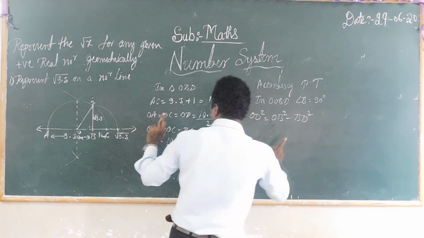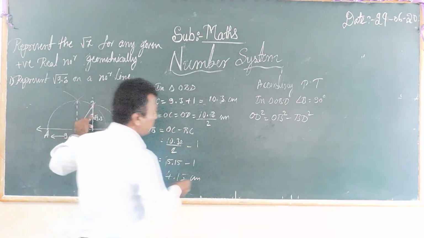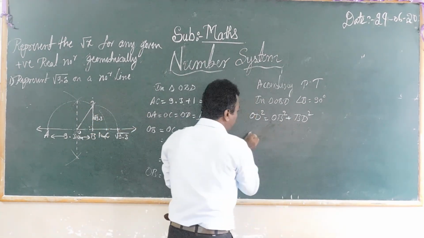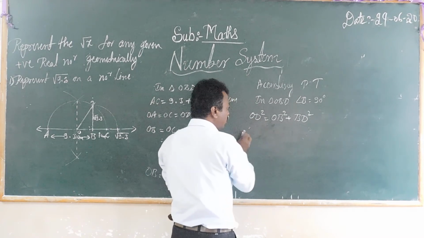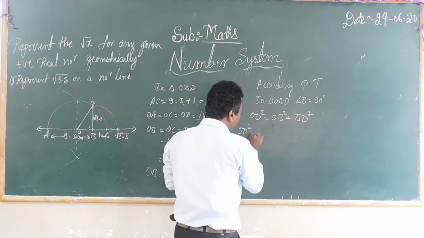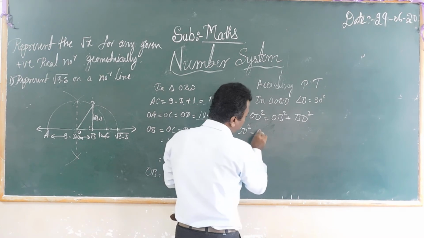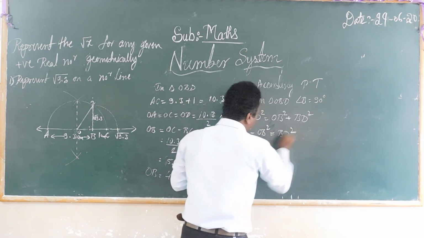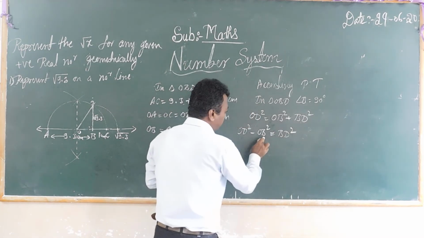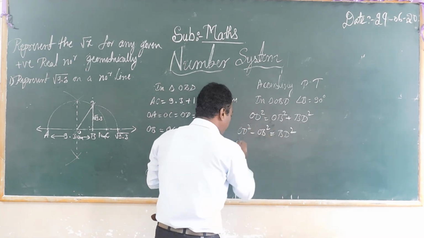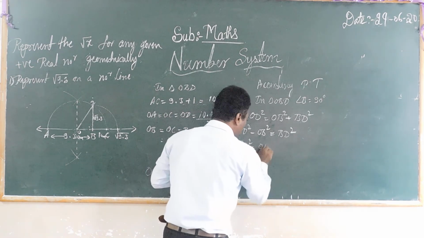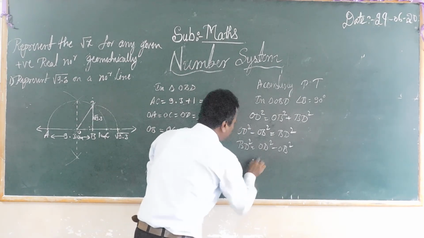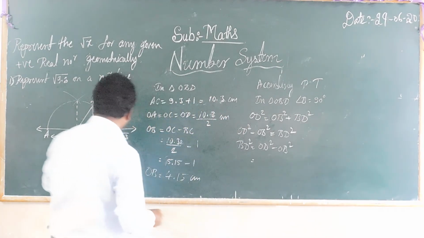So now we have to calculate BD square. I want BD square, so you have to move OB square to the LHS side. It becomes minus OB square. So OD square minus OB square is equal to BD square, or BD square is equal to OD square minus OB square. So that's it.